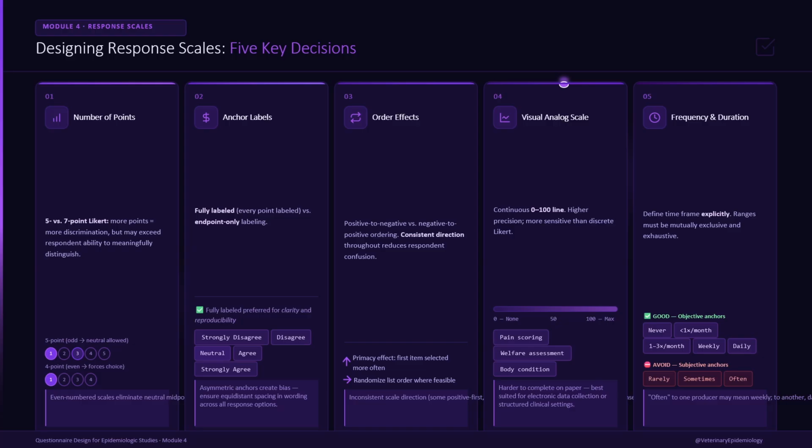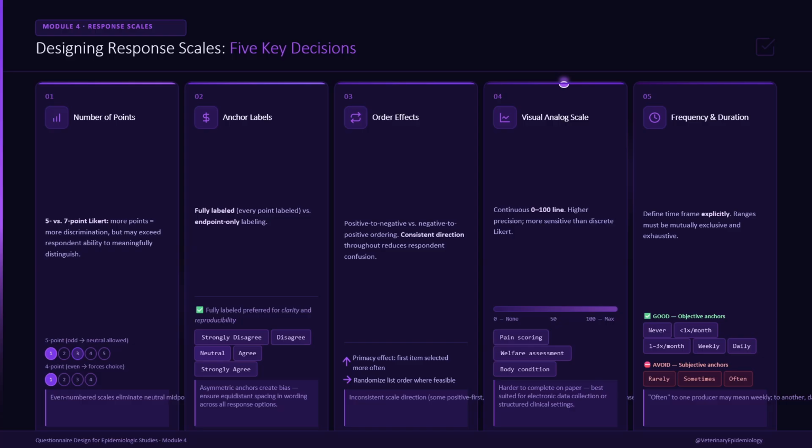The Glasgow Composite and Colorado State pain scales are validated examples, though a VAS is best suited to electronic or structured clinical collection. Fifth, frequency and duration.